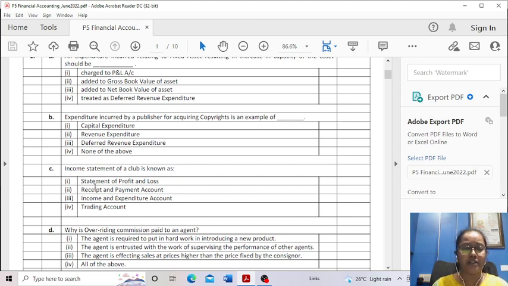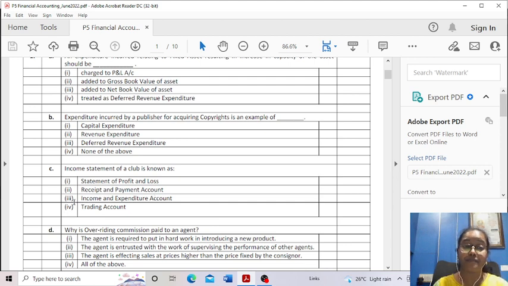Okay, the first option, statement of P&L account they are telling. See, first, a club means what? Is it profit oriented or non-profit oriented? Non-profit oriented organization. So here we got a clue that a club is a non-profit organization. Whether a P&L account will be prepared? No. So accordingly option 1 is not the answer. Next option 2, receipts and payment account. Yes, when it comes to non-trading organizations, somewhere we prepare receipts and payments account. So option 2 might be the answer, but don't conclude.